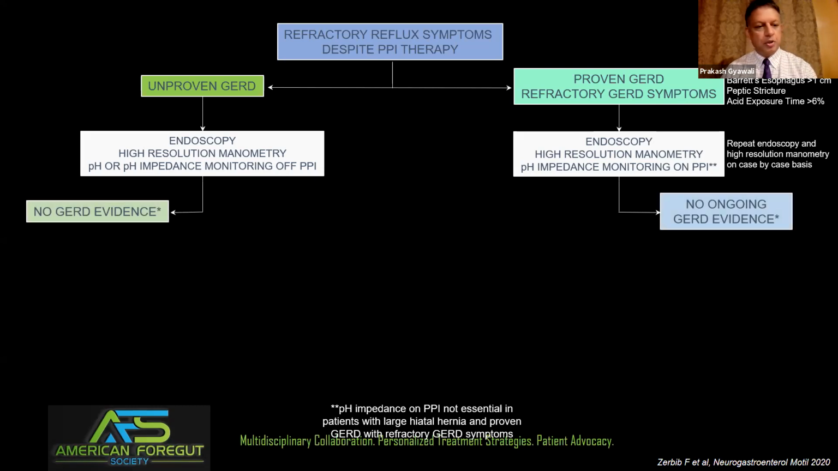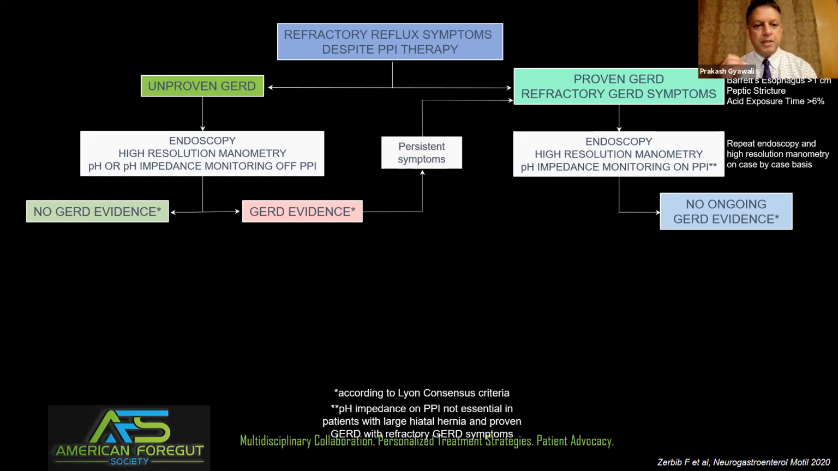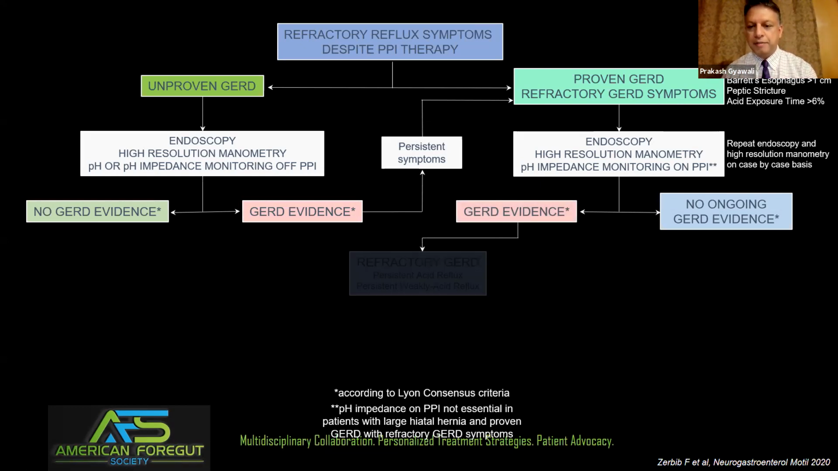You may have GERD evidence on the one side and no ongoing GERD evidence on the other. And then you might find GERD evidence. So if you find GERD evidence on the unproven side, you treat the patient, they don't get better, then the patient automatically goes into the refractory GERD category. And if there is GERD evidence in the proven GERD pathway, when pH impedance monitoring is performed on PPI, that is the patient with true refractory GERD.